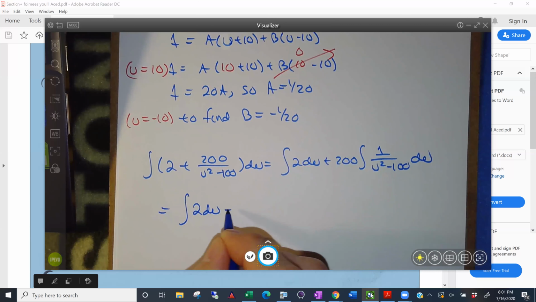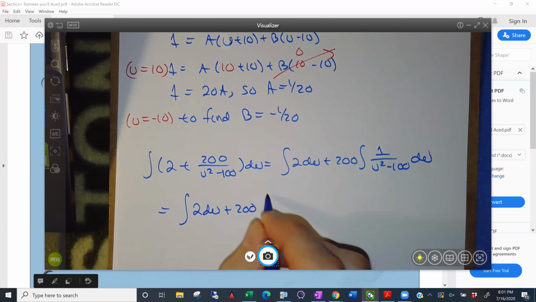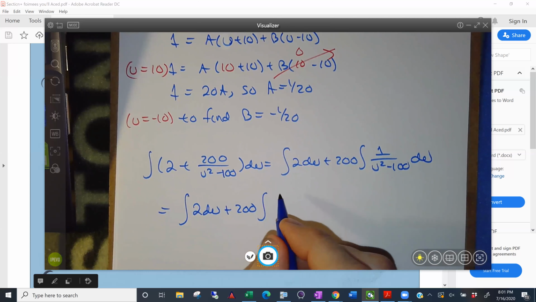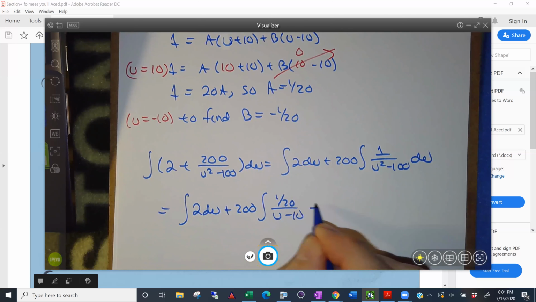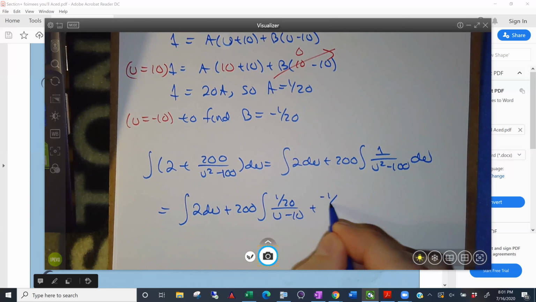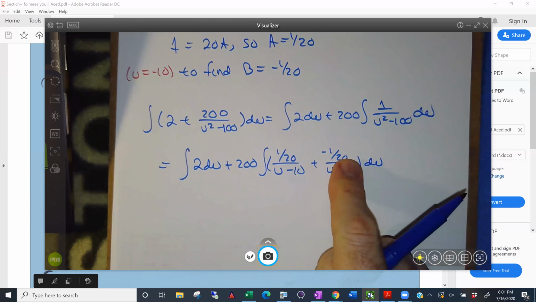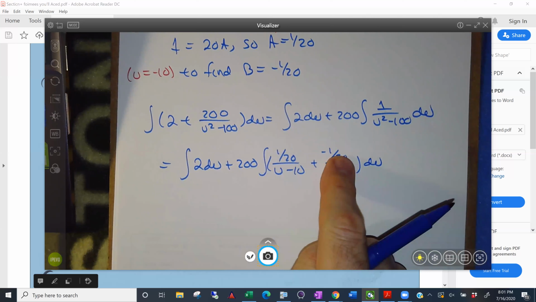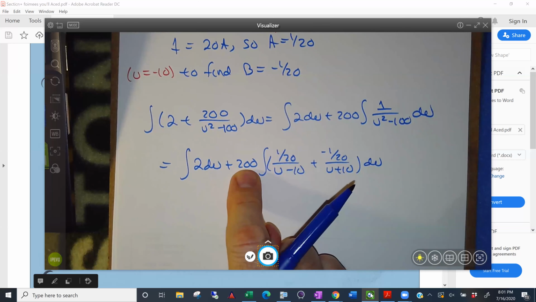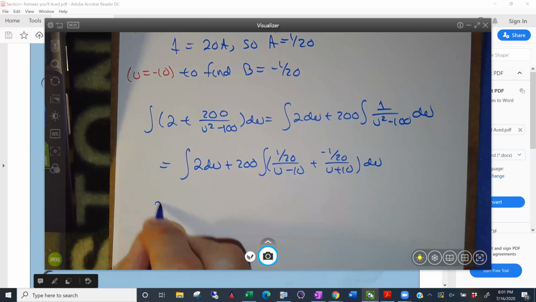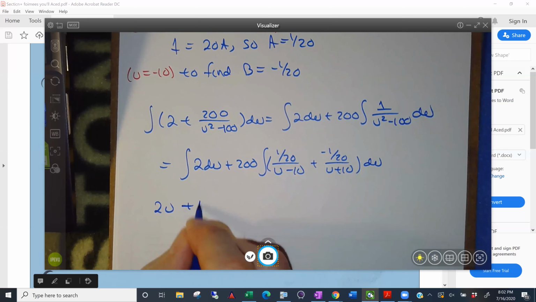Du plus 200 times the integral of a, which was 1/20th. So 1 over 20 times u minus 10 plus -1 over 20 times u plus 10 du. The 20s can come out here, factor out and cancel out the 200. So that's going to be 2u plus 10.